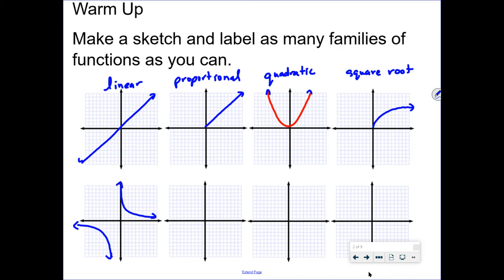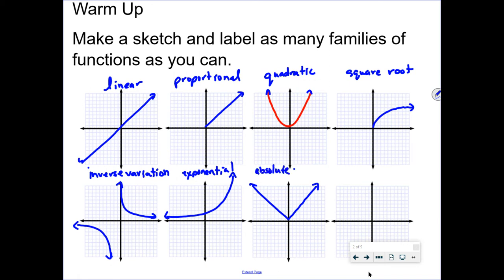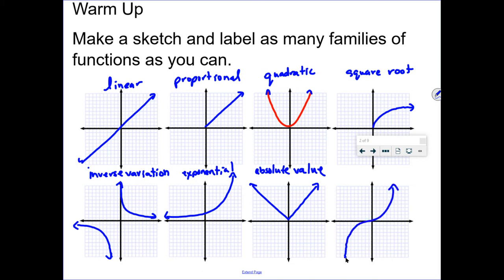And this one is what? This one's called inverse variation. Then there's this one here. This one is exponential. Let me see. I know this one. This next one. Okay. This one is what? Absolute value. And then the last one that we've covered so far was this one right here, like that. Okay. And this one is cubic.